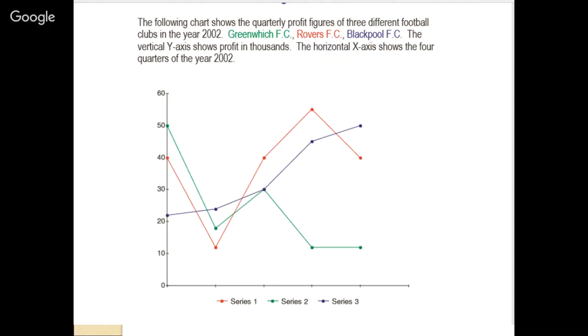Now that you have those figures, what would be the trend that you're seeing? 50, 18, 30, 12, 12. What would be the trend? It goes down to 18, comes up at 30, and then 12, 12. What would be the trend? Fabulous. I agree. It's fluctuating. The figures are fluctuating, or you see fluctuation.